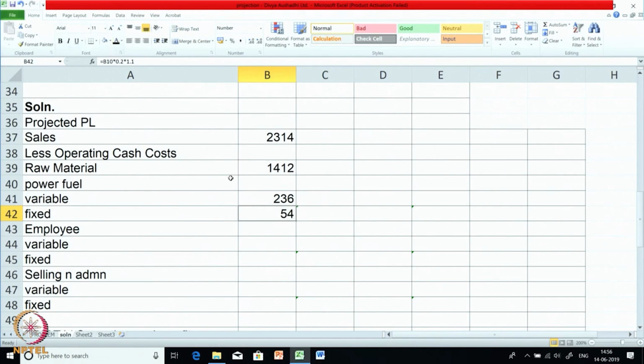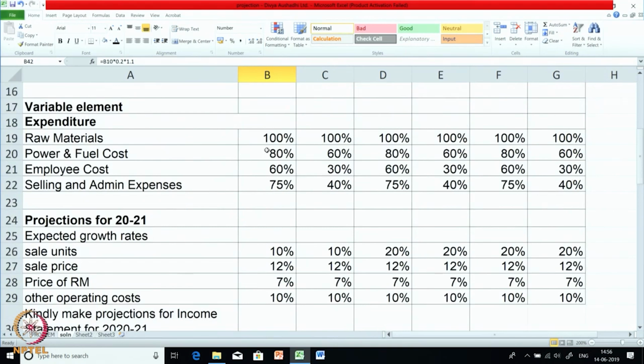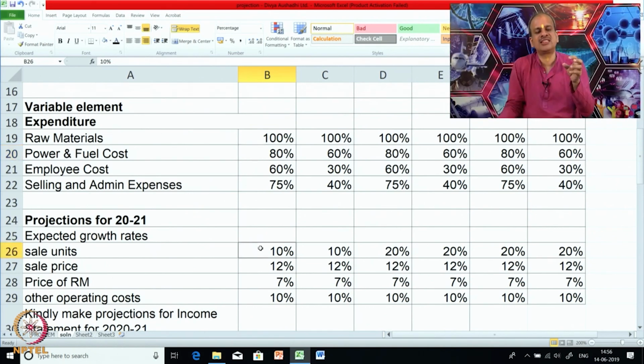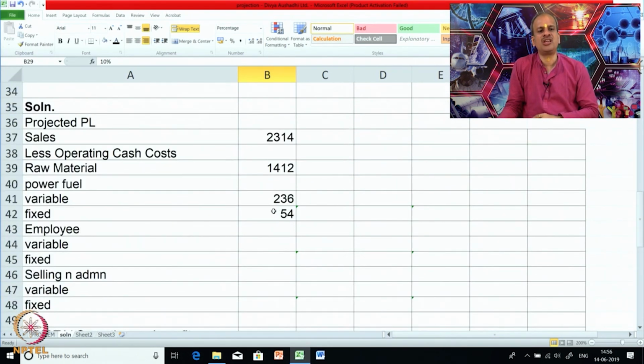Now let us see for fixed costs. Fixed cost you can see B10, B10 is last year's figure into 0.2 because as per the information given over here 80% is variable, that means 20% is fixed, and that 20% portion which is fixed will not change because of units, but it will change by 10% because of change in the operating cost. So this fixed portion of power, last year's figure into 0.2 into 1.1.